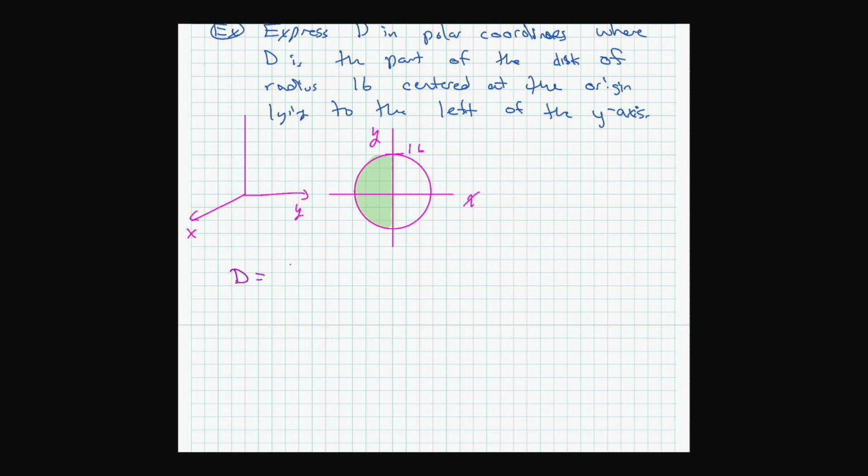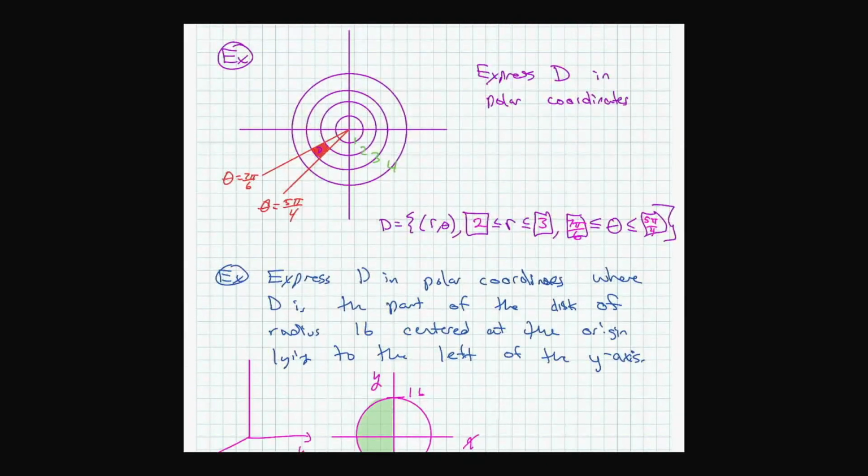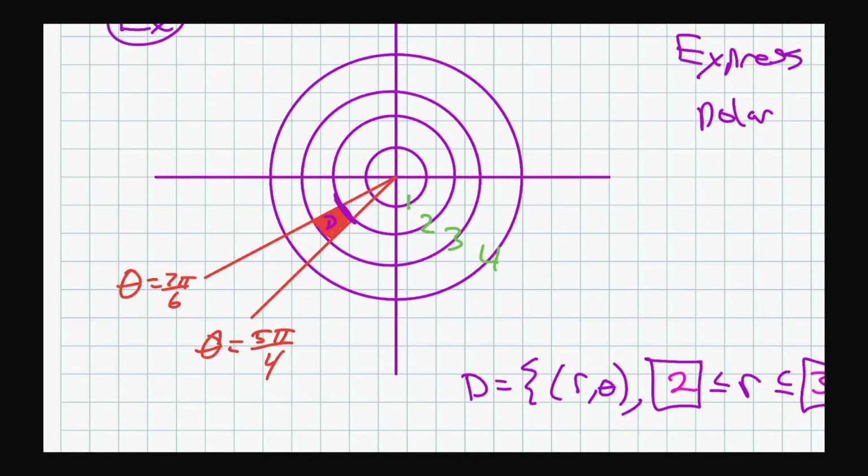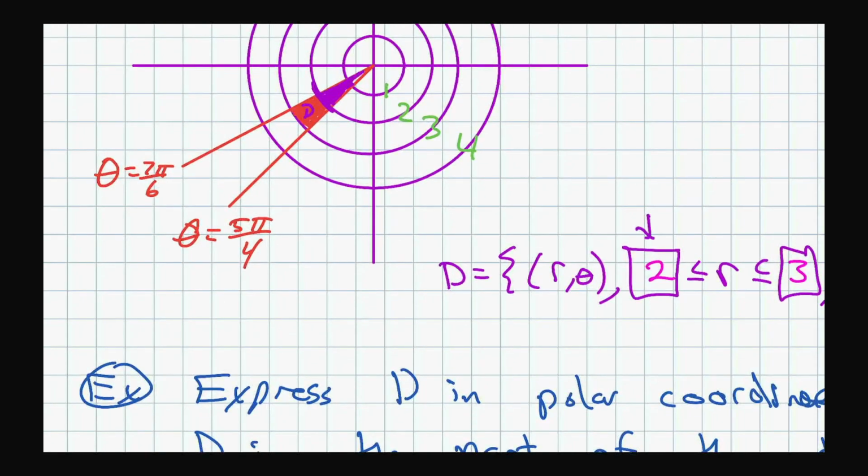d is the set of r theta such that we need minimum and maximum radius again, and we also need minimum and maximum theta values. Okay, so let's do the radius first. Remember on one like this, you've got radius 0, radius 1, radius 2, radius 3, and that was radius 2 to 3, right? If you had filled this in, what that would have done is changed this to a 0, because it's all going all the way to r equals 0.